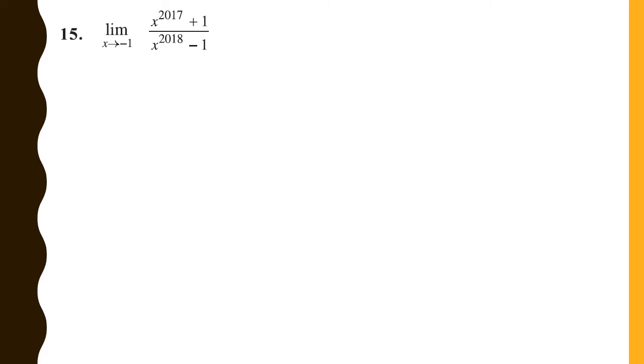Limit x tends to negative 1, x raised to 2017 plus 1 divided by x raised to 2018 minus 1. Now the problem here which some students face is how to find the power 2017 and 2018. But as we move forward in the sum, we will recognize that actually we don't have to find those powers here. I will explain you in a short while why.